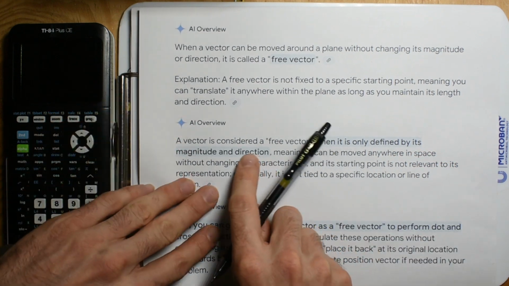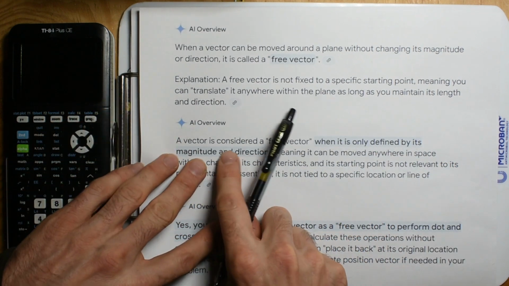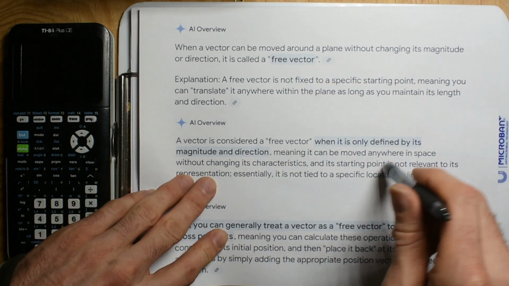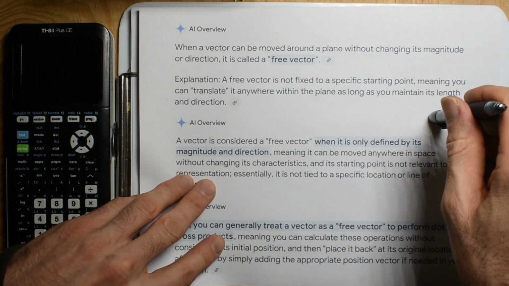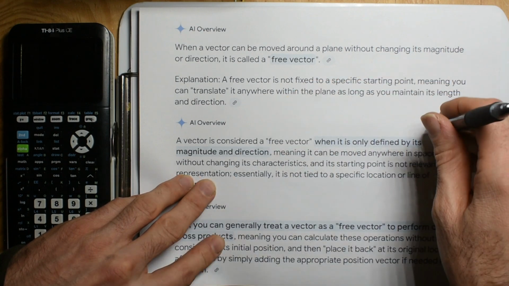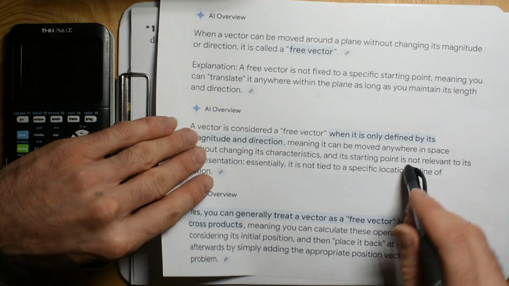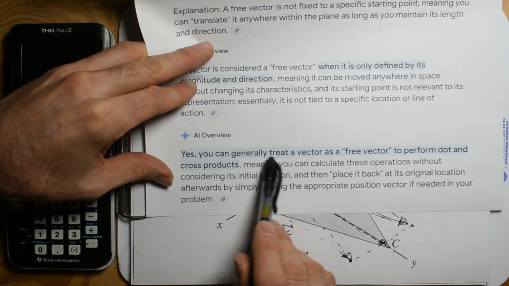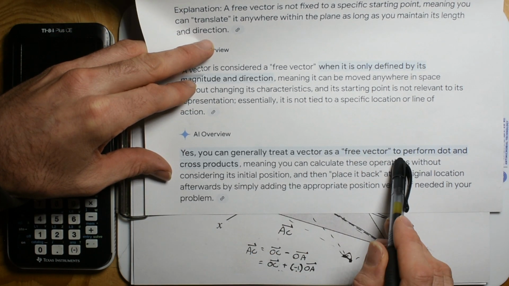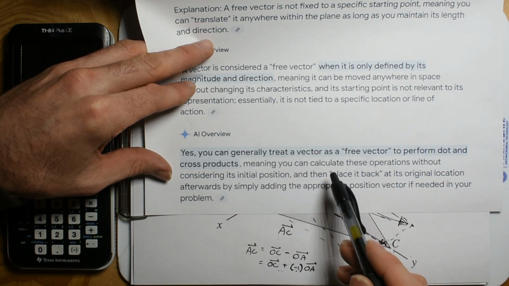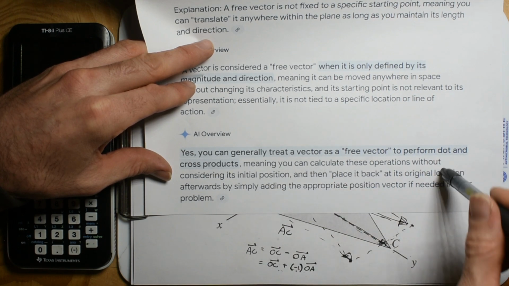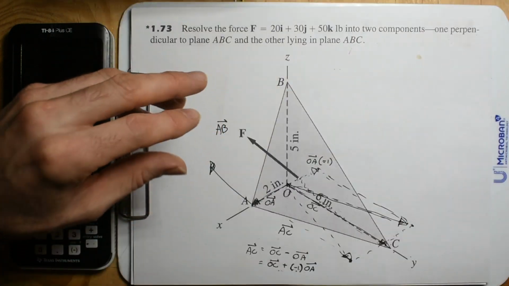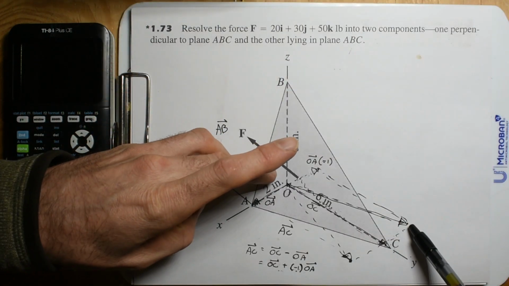And then I wanted to know, a vector is considered a free vector when it is only defined by its magnitude and direction. You can move it around. You didn't place it somewhere that's going to cause a rotation, like on a rigid body. And then this was the nuts and bolts. I was like, whoa. Can I treat any vector as a free vector to perform dot and cross products, to do the calculations, and then put that vector back in its original place? And yes, you can. So that's exactly the fundamentals of what we just did.